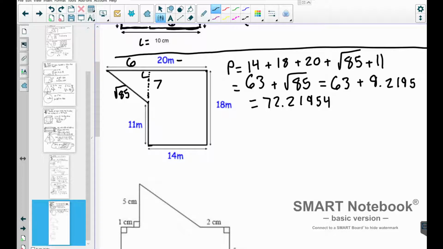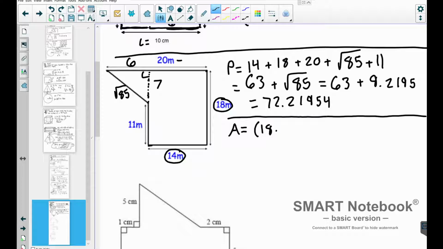So let's think about area. Now we've added up all of the outside of this shape. Let's think about the area of this shape. So we have a rectangle with a length of 18, a width of 14. So our area of this portion is going to be 18 times 14, and that'll give us this portion, all but the triangle. But we can't forget that triangle. So we have the 7 there. Now we need to get the area of the triangle so that we can finish this off.